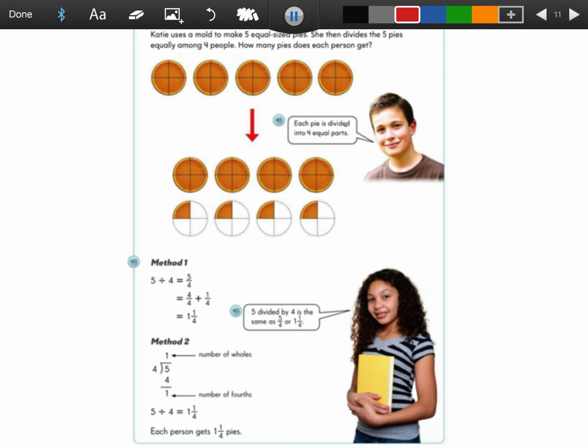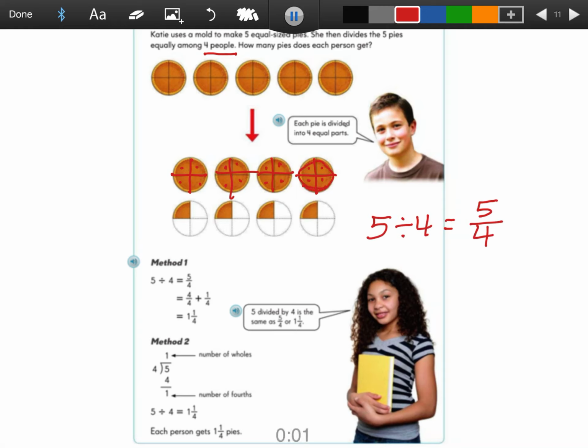Okay, Katie uses a mold to make 5 equal-sized pies. Then she divides the 5 pies equally among 4 people. How many pies does each person get? So each pie is divided into 4 equal parts. 1, 2, 3, 4. 1, 2, 3, 4, and so on. Each pie is divided into 4 parts. So if we have 5 pies divided by 4, that's the same as 5/4. Each person gets 5/4 of a pie.